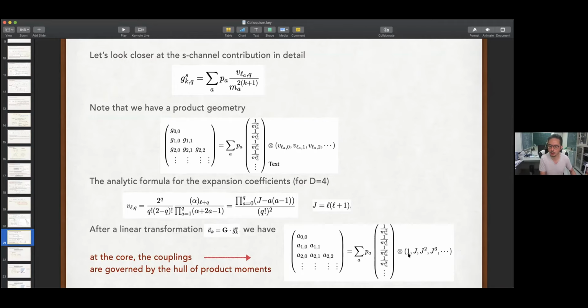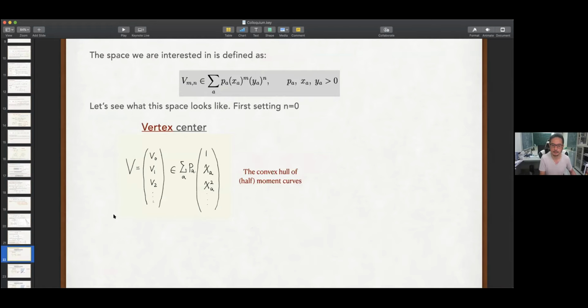Since this is very simple, we expect that we can actually characterize the complete boundaries of this space. And indeed we can. The tool is what is called the Hankel trick, which I'll introduce here. So once again, the space that we're interested in that governs all these EFT couplings is the space of product of moments. So just write it like this. You have moments in the X_A direction. X_A is related to the mass, and therefore it's positive. Y_A is related to the spin, and is also positive. So both of these are positive curves.